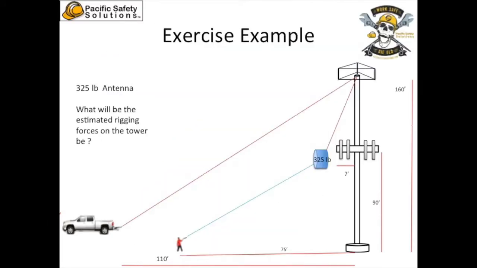We have here a basic tower configuration. From right to left, the tower is rigged at 160 feet. At 90 feet, there is an obstruction that sticks off of the tower 7 feet. We have the tagger out 75 feet and the capstan hoist out 110 feet. The antenna weighs 325 pounds. The question is, what is the tower going to feel in the process of this pick?